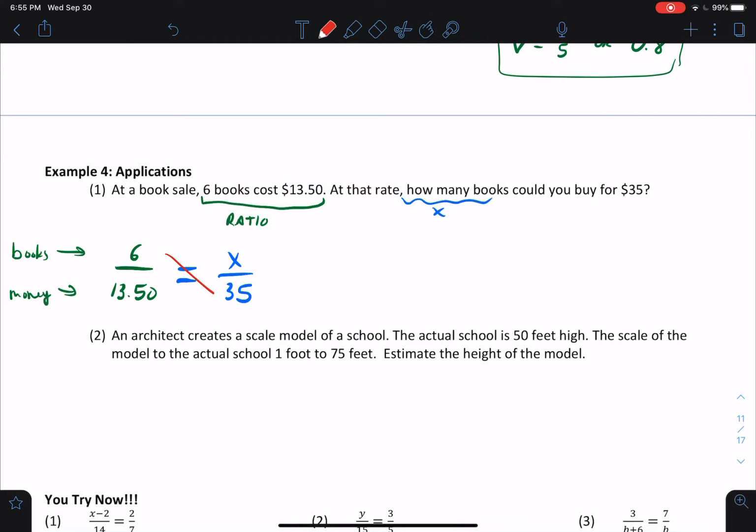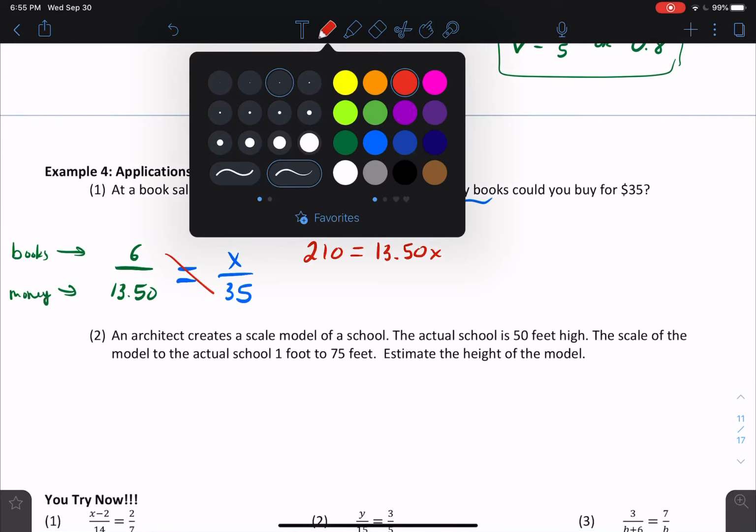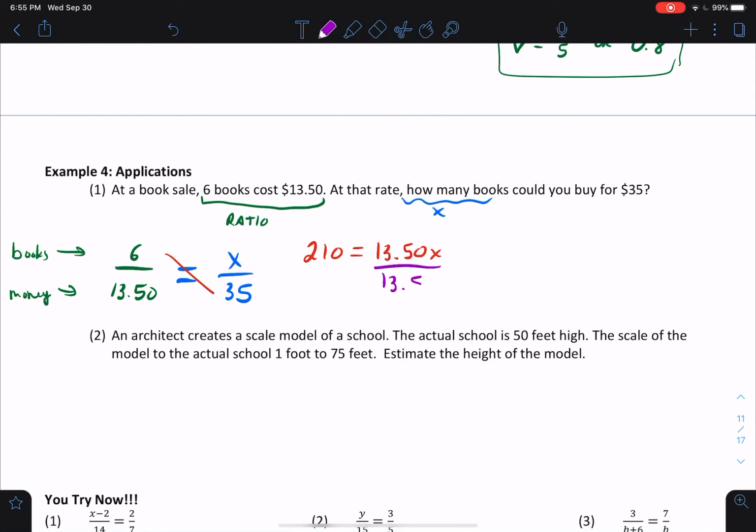So I take 6 times 35, that's going to give me 210, equals 13.5 times x. Now, to finish it out, I just need to divide both sides by 13.50. And that's going to give me x equals 15.5 repeating. So because it's an application problem, I have to make sure my answer makes sense in the context of the problem.